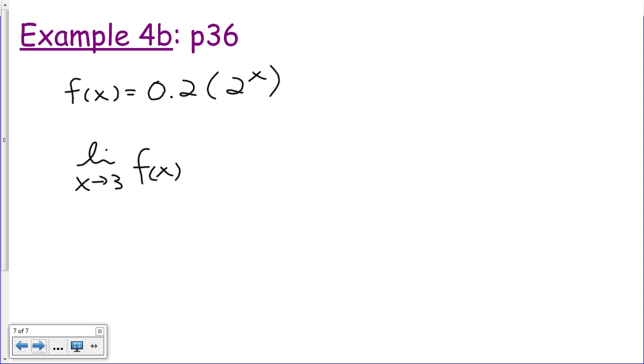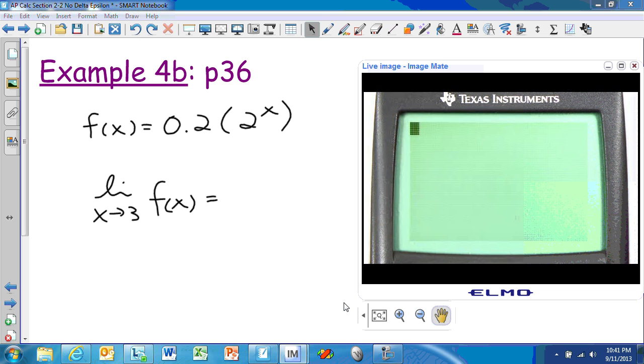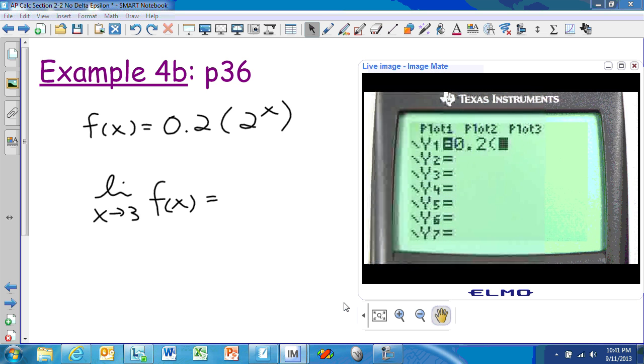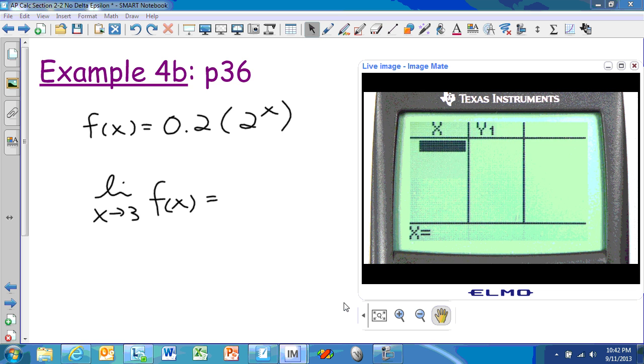So one thing that we can do if we want to do this in more of a numerical technique as opposed to a graphical technique is take our calculator. I'm just going to switch over to my calculator here, and let's punch in the equation they gave us. So there's the function, 0.2 times 2 to the x. I'm going to go up to my table and set it up to allow me to punch in any x values I want, so I'm going to put the independent variable into ask mode. When we go to the table, you'll notice it comes up empty because it's waiting for me to type in some x values, and it'll tell me the corresponding y values.